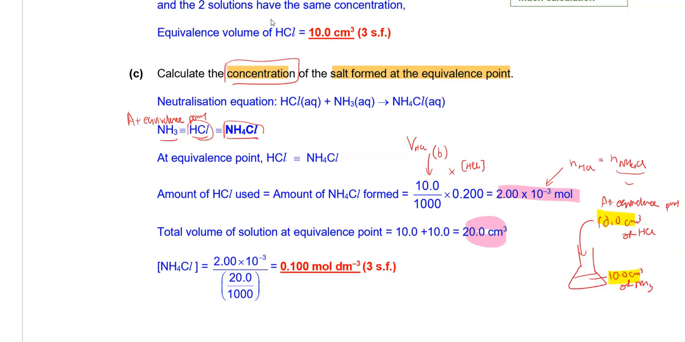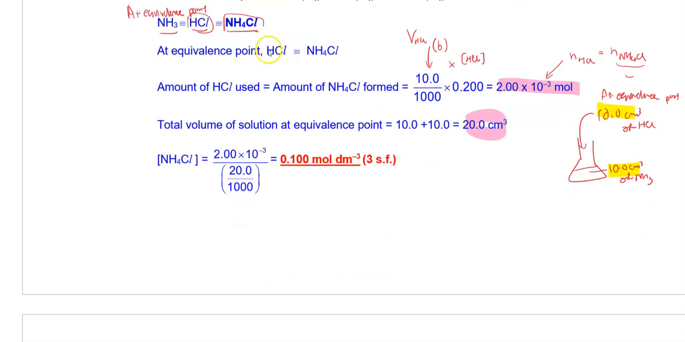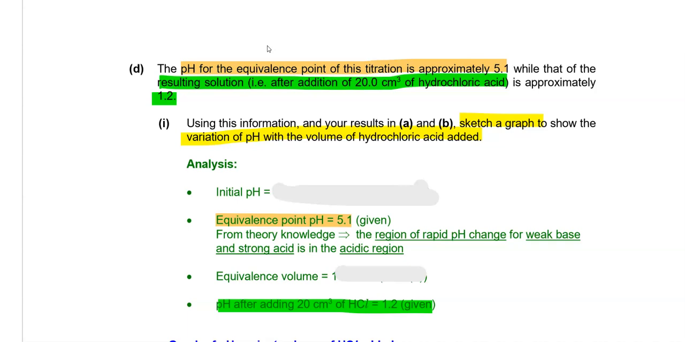Okay, moving on to D. We are supposed to sketch the graph to show the variation of pH with the volume of HCl added. There's a number of pieces of information given to you. One, the pH at equivalence point is approximately 5.1, and this we've discussed earlier on. Why is the pH 5.1? At equivalence point, you only have the salt. The salt for this titration is your NH4+ Cl-.